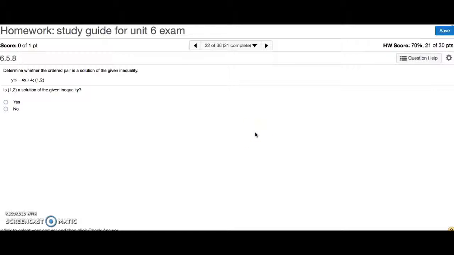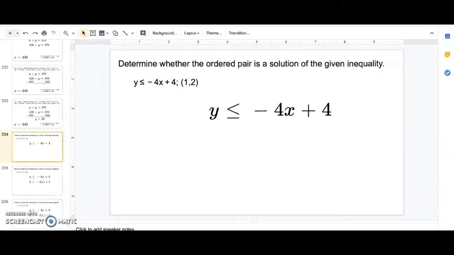Number 22, you are determining whether the ordered pair is a solution of the given inequality. So what we need to do is substitute that point 1, 2 in for x and y. So let's do that.